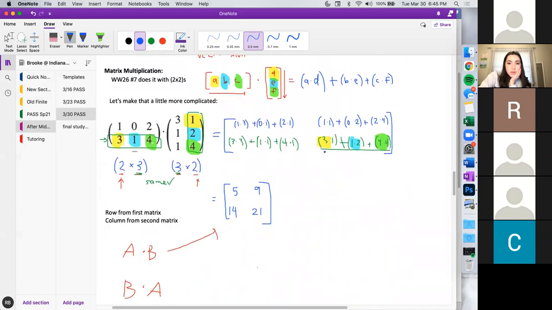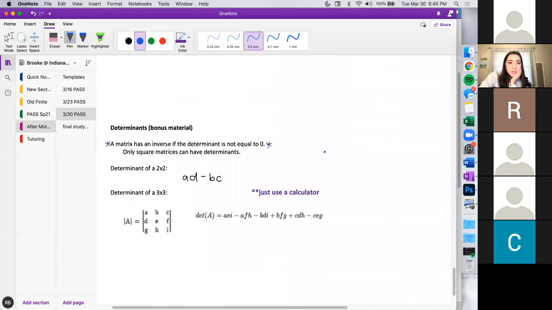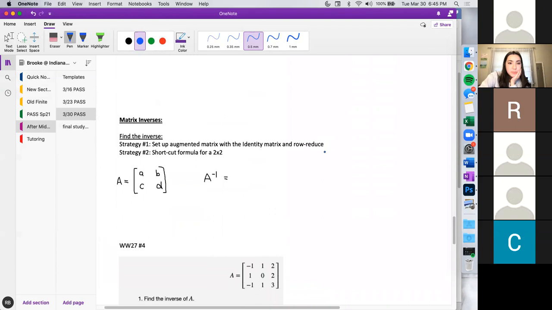Okay. 15 minutes of inverses. Okay, so matrix division does not exist. You can never divide matrices by each other. What you can do is matrix inverses. They're not the same, but they're sort of similar. But never do matrix division, it doesn't exist.